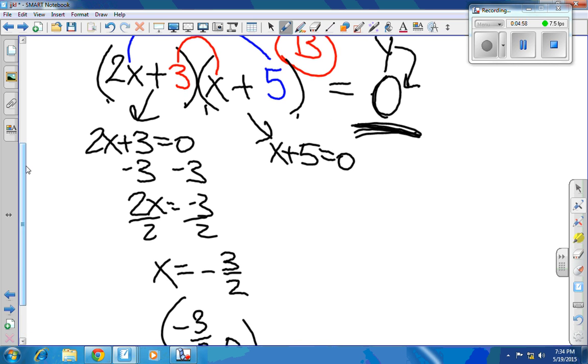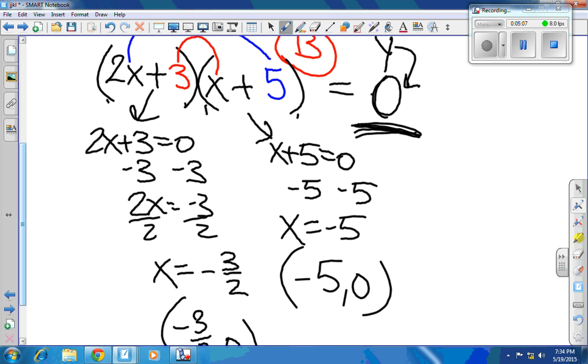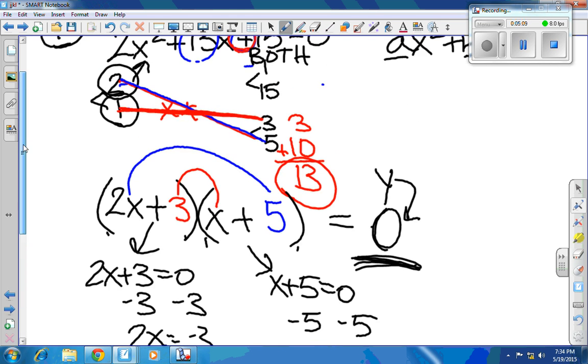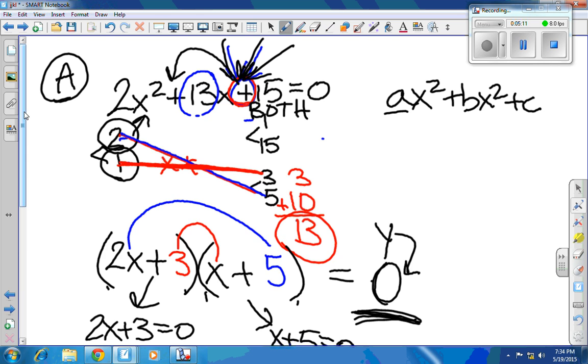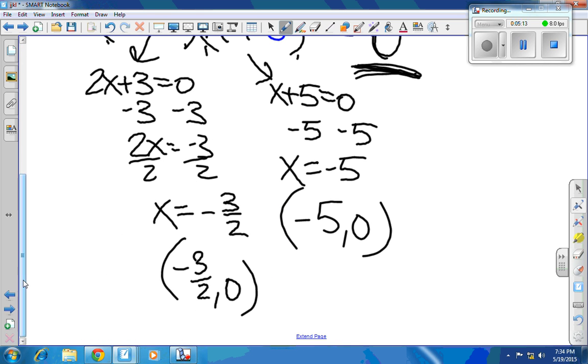x plus 5 equals 0. All right, so I'm going to solve this equation. We subtract 5 from each side and we get x equals negative 5. So the other x-intercept is negative 5, 0. If you would graph this on a calculator, if you type in 2x squared plus 13x plus 15, you would see that our quadratic would cross at negative 1.5, 0 and negative 5, 0.